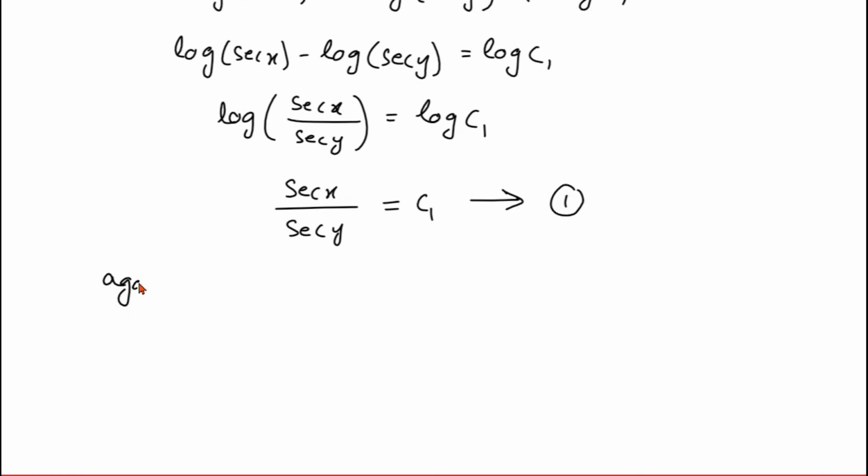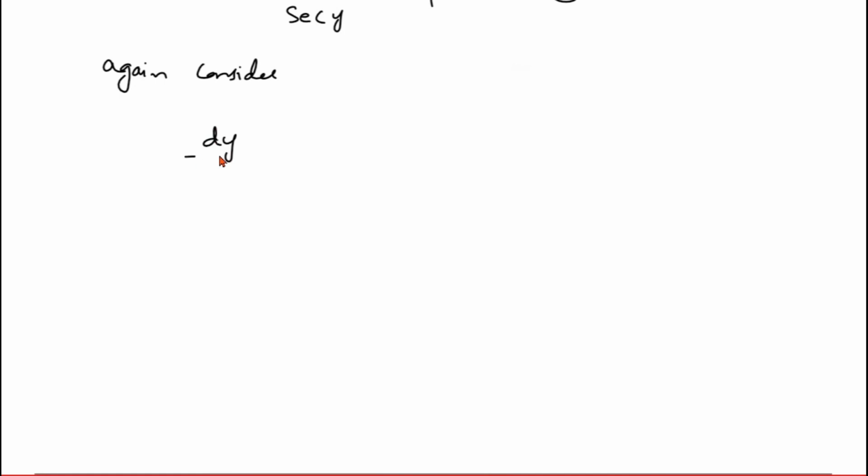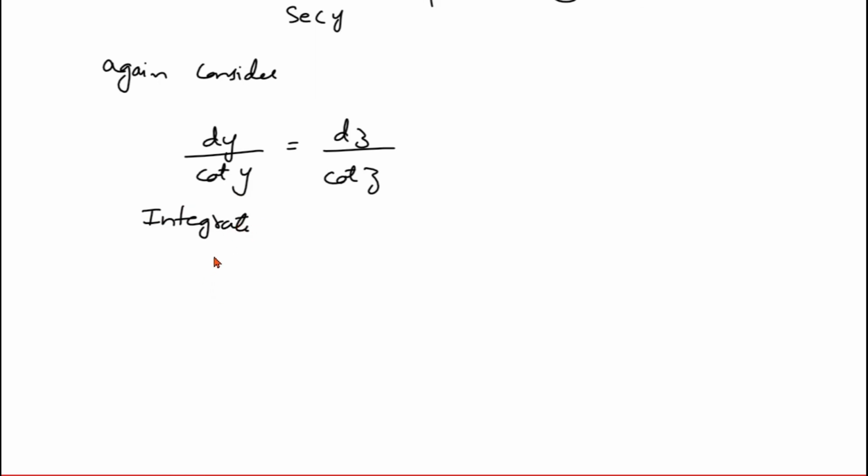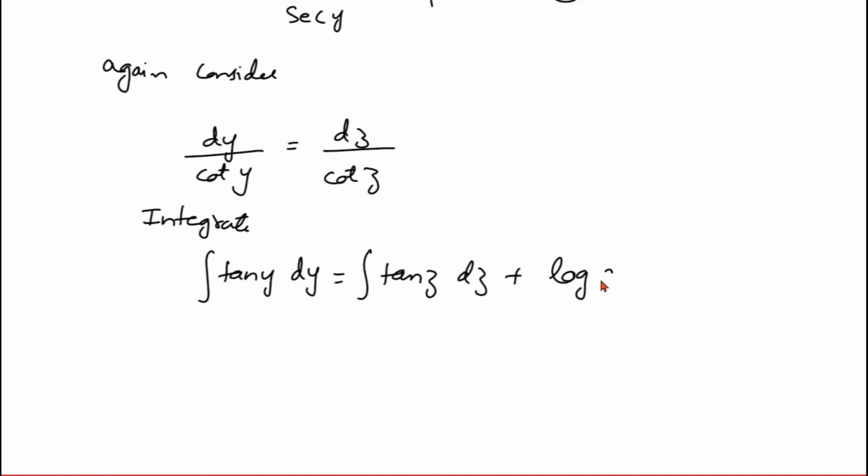Again consider dy by cot y is equal to dz by cot z. Again they are in variable separable form. We'll try to integrate this one. The integral of 1 by cot will be tan, so it will be the integral of tan y dy is equal to the integral of tan z dz. Because both will be log, we'll add the constant of integration as log of C2.